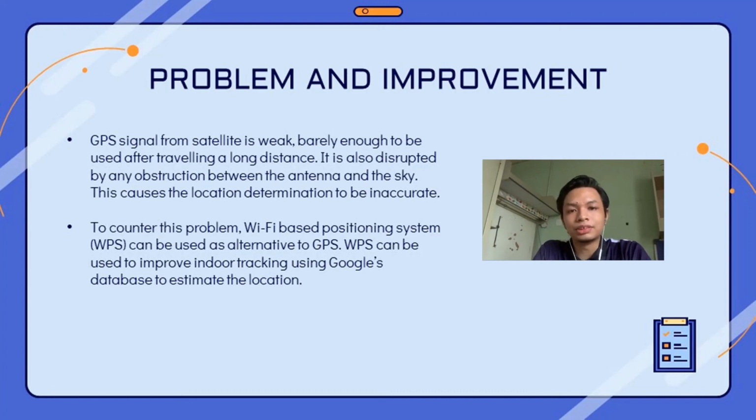A wall will cause the signal to be blocked or deflected, making it impossible to calculate locations indoors because of insufficient signal strength. Therefore, to counter this problem, we looked at options besides GPS, such as the Wi-Fi based positioning system, also known as WPS. WPS can be used to improve indoor tracking by using Google's database of access points to calculate the location. By doing this, we can improve the overall performance of our device.